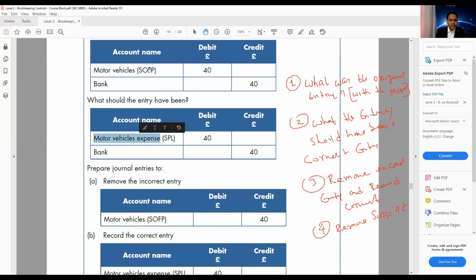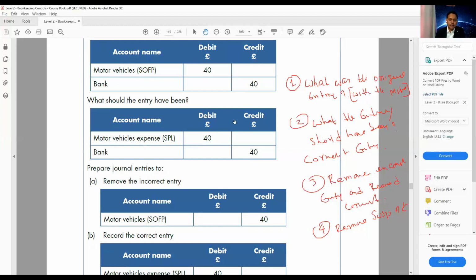You see that they said SOFP. That means this item will go to the statement of financial position, that means on the asset side, the balance sheet. But this one is SPL, the statement of profit and loss account. So this item will go to the profit and loss account, not to the balance sheet. So I made a mistake. The correct entry should have been motor vehicle expense 40 and bank 40.